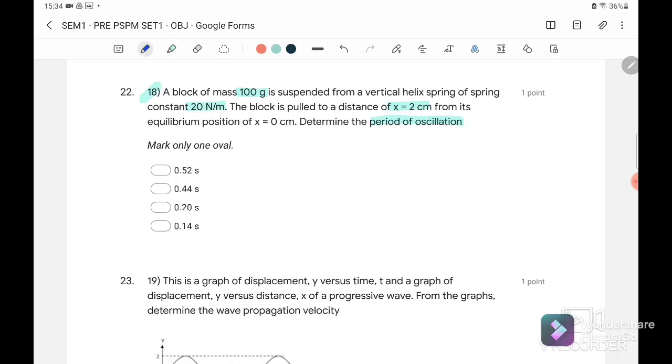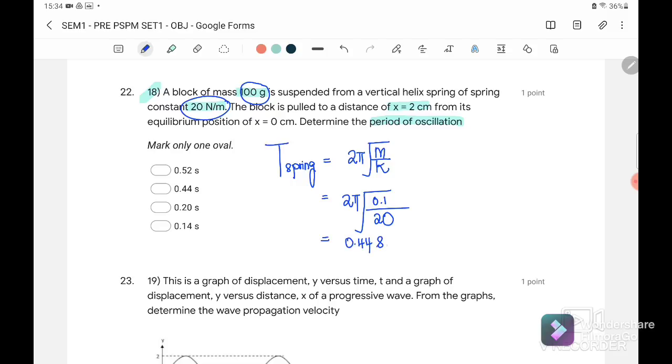Okay, so we want to find the period for the spring, where the equation for the period of the spring is equal to 2 pi square root m over spring constant. So we substitute into the equation where m is 100 grams, so we convert it into kg, and the spring constant is equal to 20 Newton per meter. When you substitute into the equation, you will find that the period of the oscillation is equal to 0.44 seconds. So the answer is B.